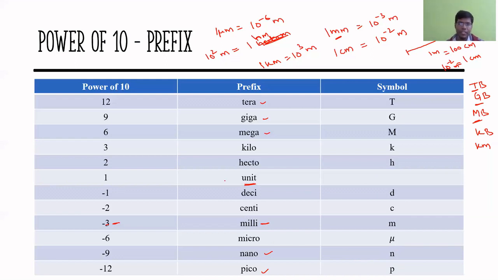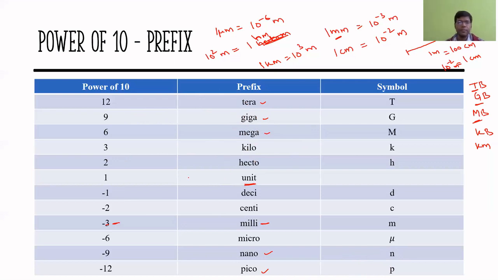So if we understand this table, I would suggest you remember these prefixes as much as possible. If we know for what prefix, what power of 10 we have to use, then the whole chapter is like a cakewalk. It will be very simple for us. The only thing is we have to understand this and how conversion has to be done. That we'll see as we go ahead.